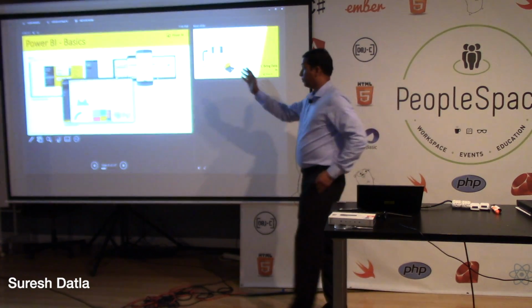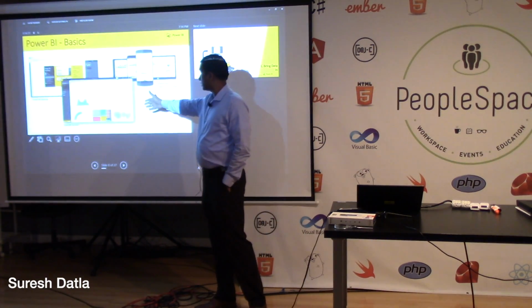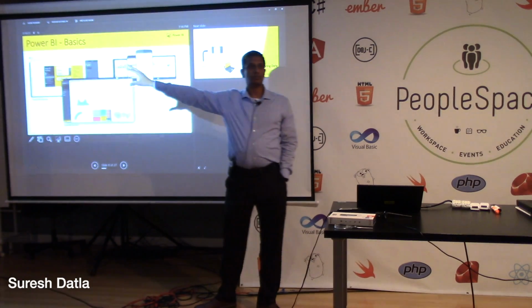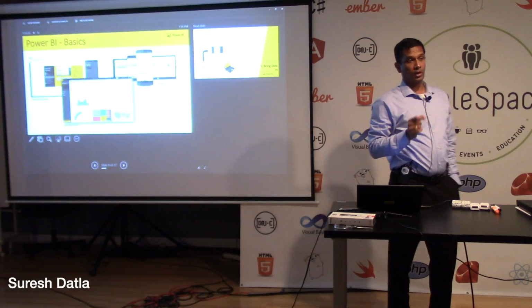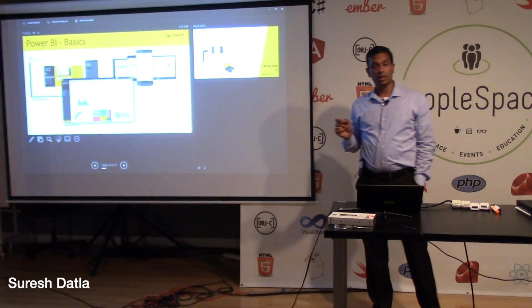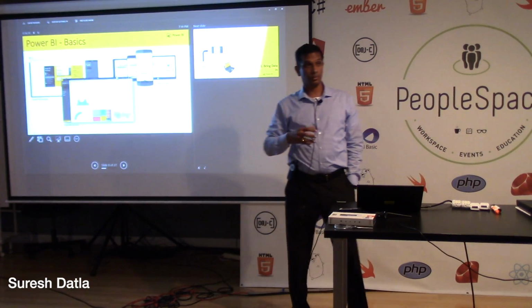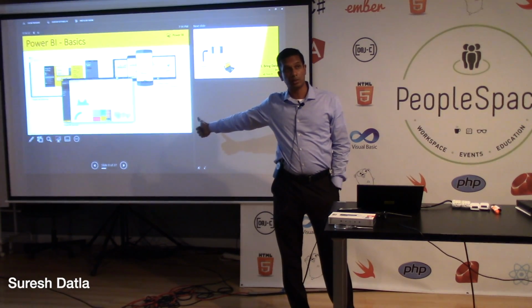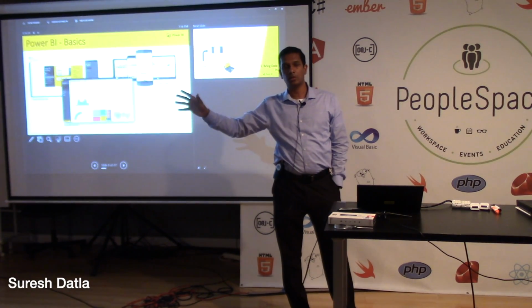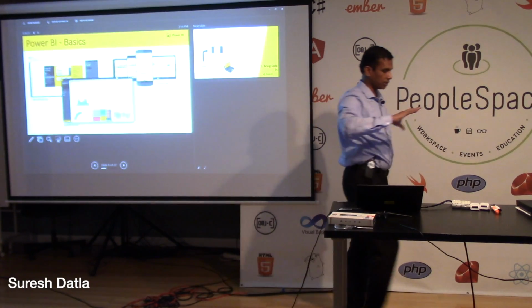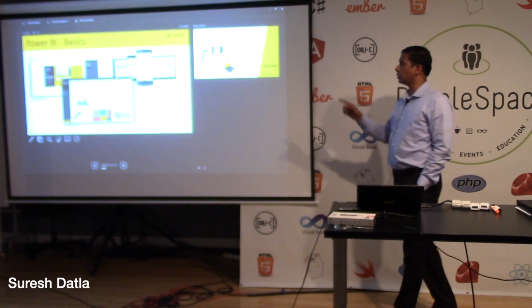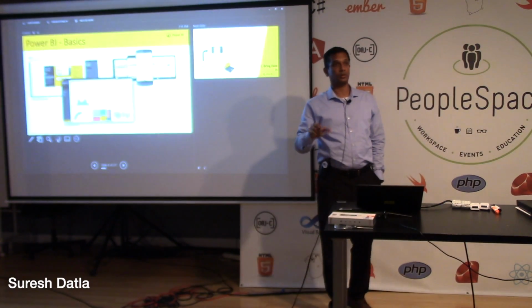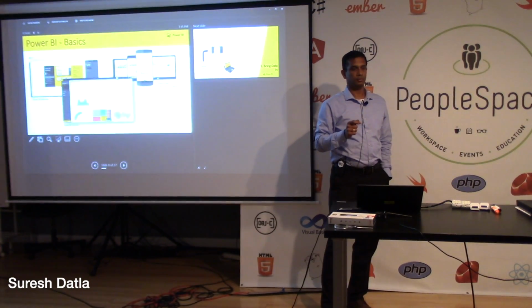So we talked about desktop, we talked about service, and mobile. For the mobile part, you just download an app for iOS or Android, and anything you deploy onto the Power BI service, you'll be able to see it. You don't need to redesign anything or look at any other factors. You develop once, you deploy, and you'll be able to see it across all the devices using that app. Okay? Questions?